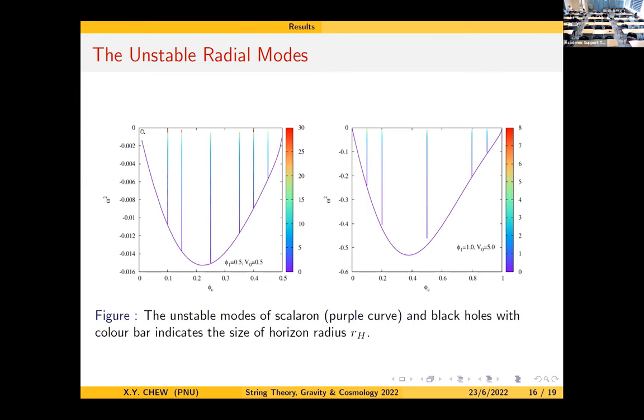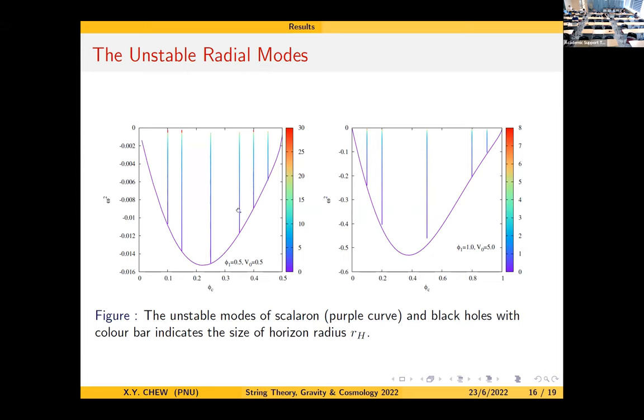I also obtained the spectrum for the unstable mode for the scalar runs in the small horizon limit of the black hole. As you can see, when I increase the value of the scalar field at the origin, represented by the purple line, the mode will become unstable. The radial mode starts from zero, decreases to a minimum value, and then increases again to zero.